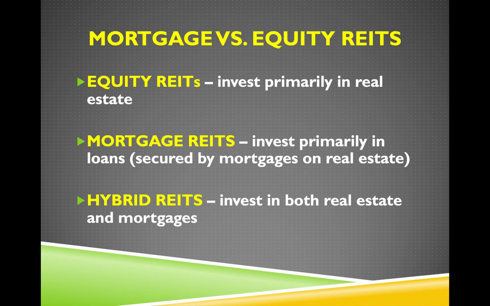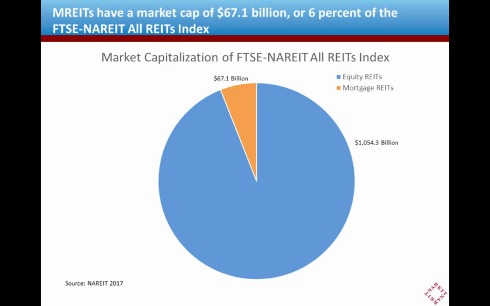There are actually three types of REITs. There's equity REITs, which means you're investing in real estate itself. Mortgage REITs invest primarily in mortgages, so they buy up a whole bunch of mortgages and bundle them together. And then there's hybrid REITs, or something in between. Now, most REITs are equity REITs, where you're actually investing in real estate itself.